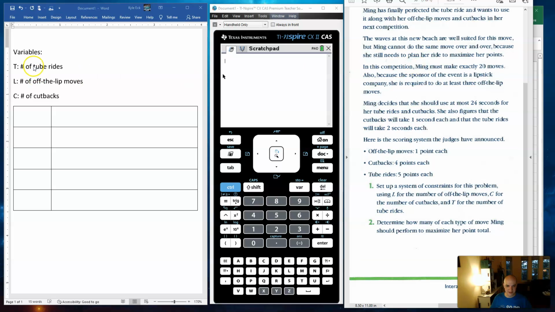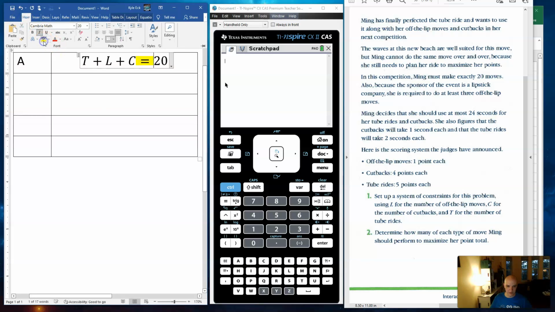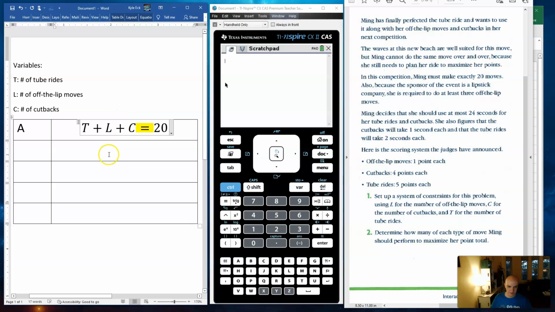Now we're ready. So this is the total number of each kind of move, and that feels like a good variable because everything else in the problem is going to depend on how many moves she makes. In this competition, Ming must make exactly 20 moves. I'm going to call that constraint A, and since she must make exactly 20 moves, and each variable represents the number of moves, then the system we're going to make is T plus L plus C equals 20. She has to be exactly at 20, and that's a really important piece of information in this problem that I'm going to highlight now, and we may come back to look at later.